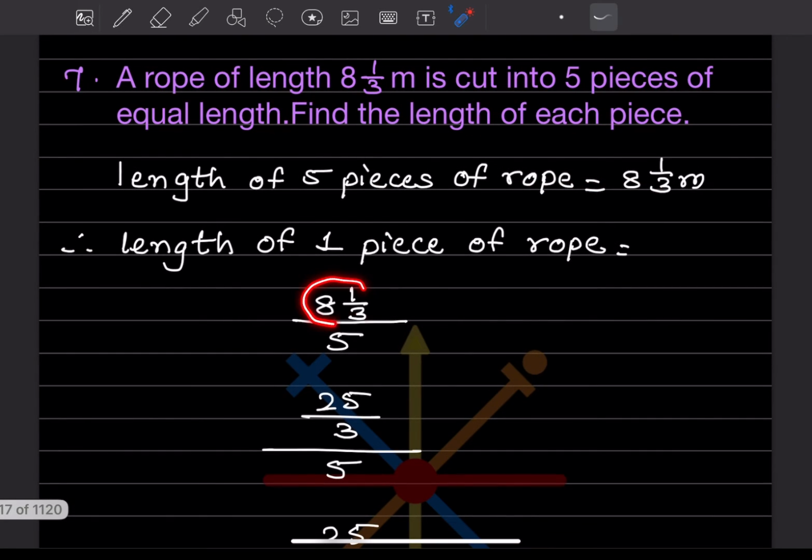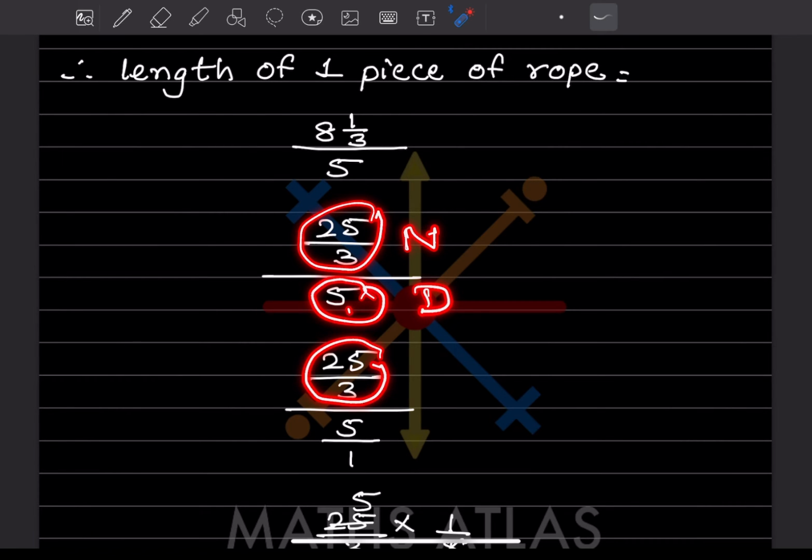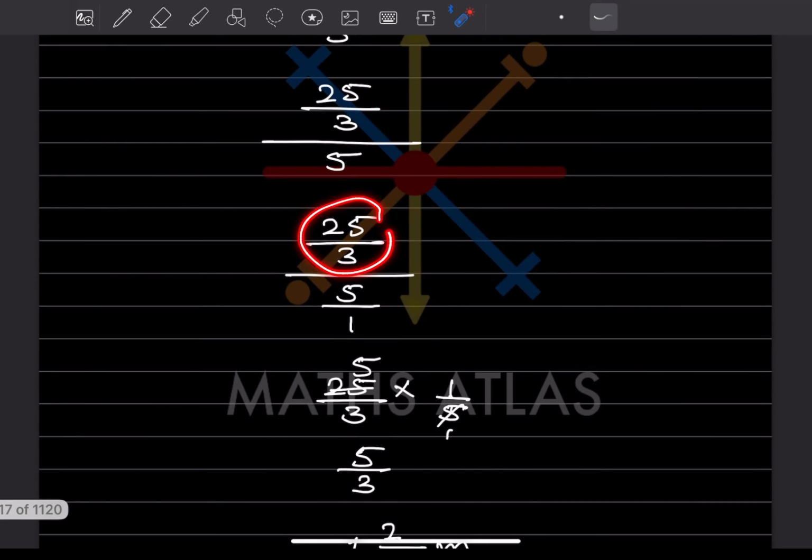So for this part, what are you going to write? That is going to be 25 by 3 divided by 5. So 25 by 3 is in the numerator, just keep this in mind here. And this is in the denominator. So this will stay as it is. And 5, we can also write it as 5 by 1, this is the extra step. So now the numerator always stays the same, and this will get flipped over. So that will be 1 by 5.